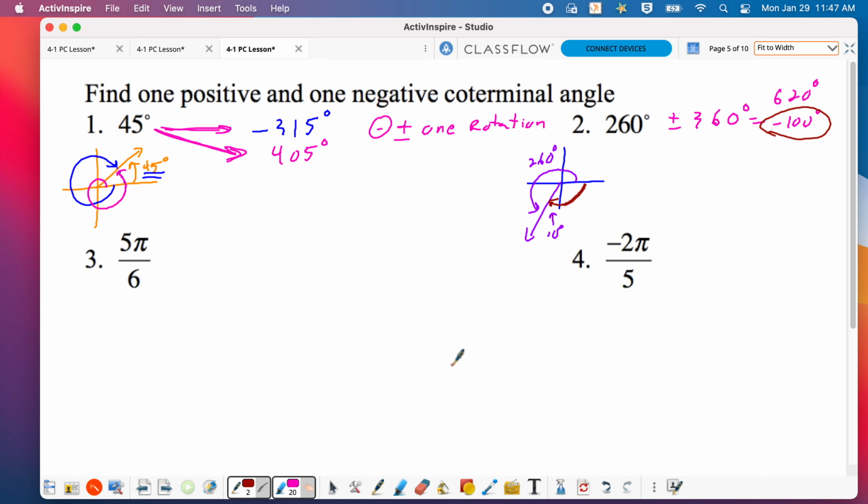All right, so for number 3, I'm going to add and subtract one rotation, which is 2 pi. Can't add those together and get a good looking answer, so I'm going to get common denominators. Put a 6 on the top and the bottom. We get 12 pi over 6, and subtract those. Get 17 pi over 6 and negative 7 pi over 6. So we have to get common denominators and add one rotation, 2 pi, or 360 degrees.